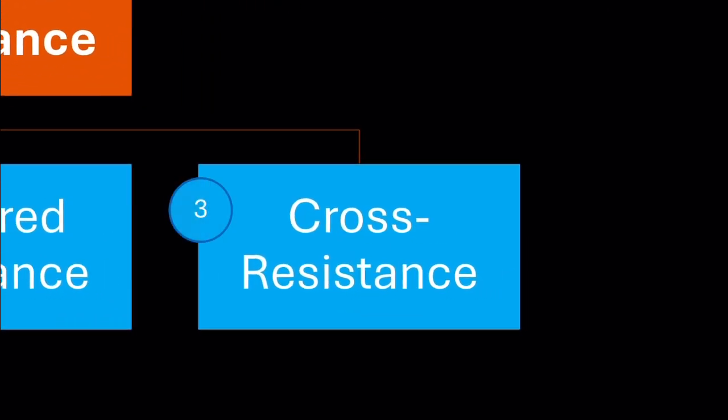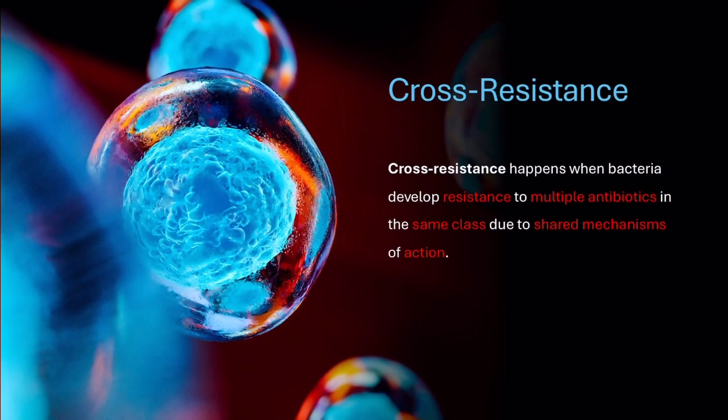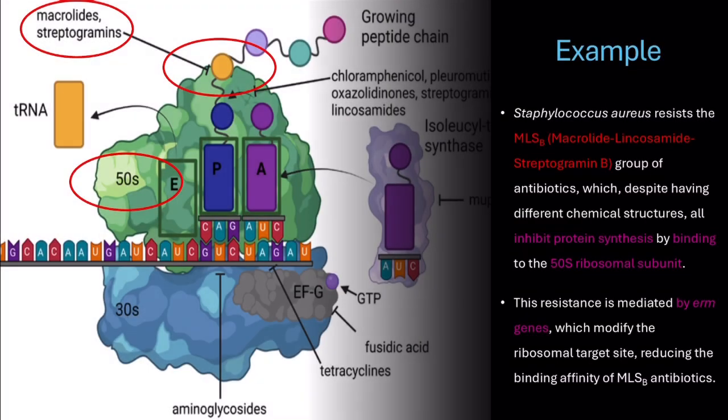Cross-resistance happens when bacteria develop resistance to multiple antibiotics in the same class due to shared mechanisms of action. For example, Staphylococcus aureus resists the MLSB group of antibiotics, which, despite having different chemical structures, all inhibit protein synthesis by binding to the 50S ribosomal subunit. This resistance is mediated by erm genes, which modify the ribosomal target site, reducing the binding affinity of MLSB antibiotics.